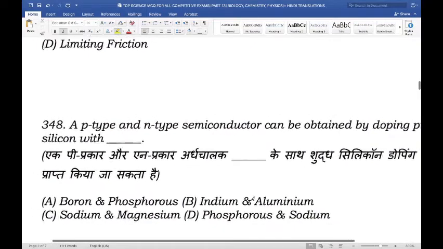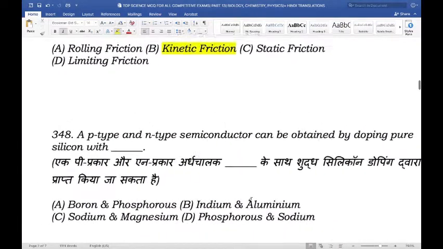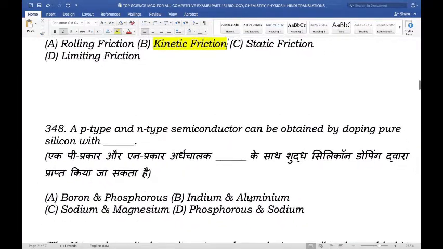Moving on. A P-type and N-type semiconductor can be obtained by doping pure silicon with. So what is it? Is it boron and phosphorus, indium and aluminium, sodium and magnesium, or phosphorus and sodium? And the right answer here is indium and aluminium. A P-type and N-type semiconductor can be obtained by doping pure silicon with indium and aluminium.